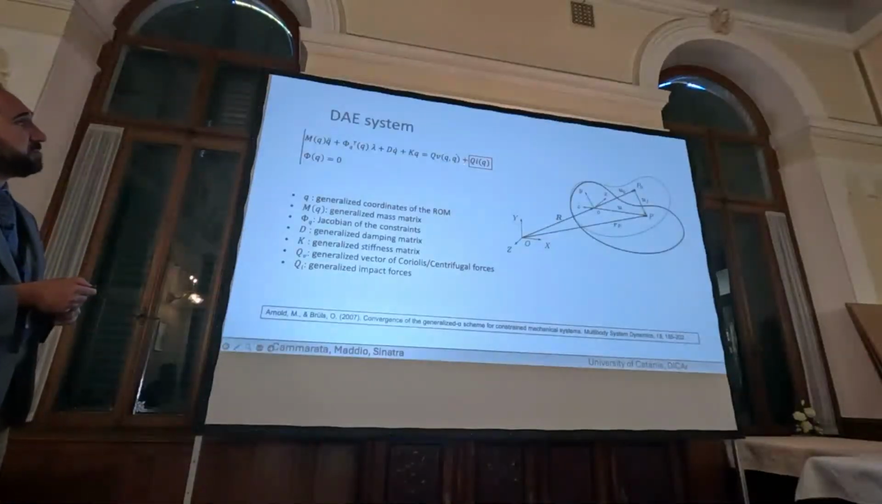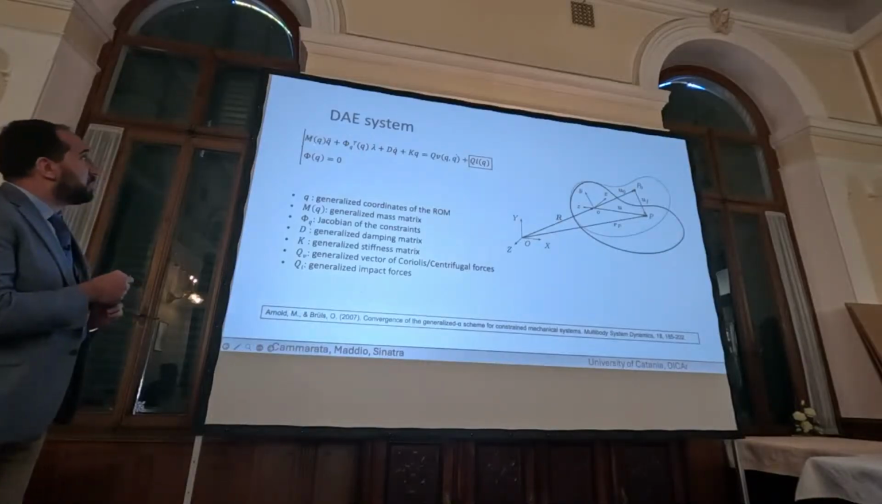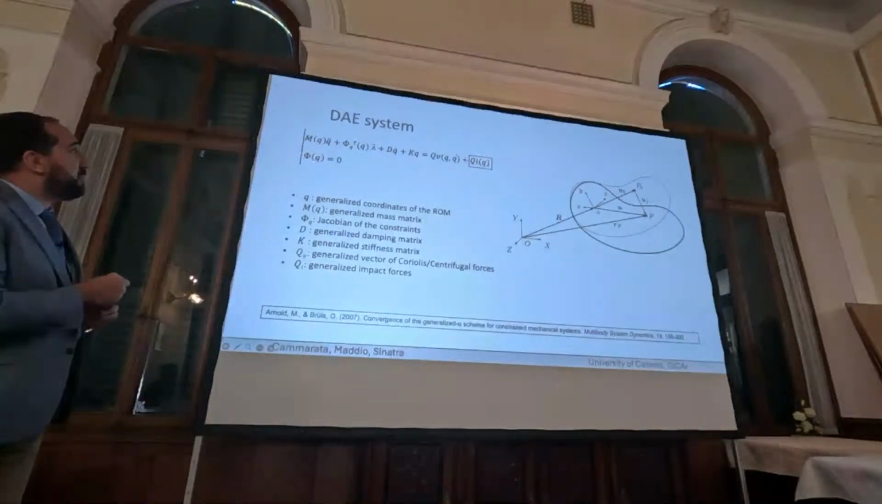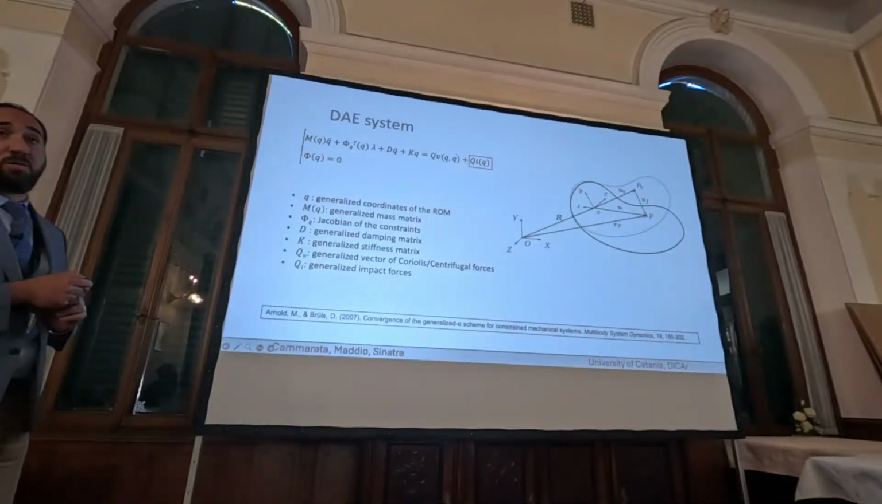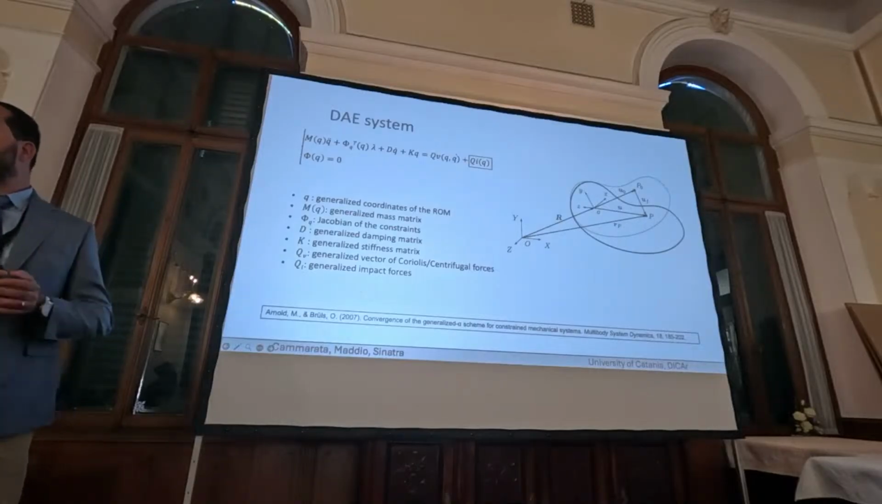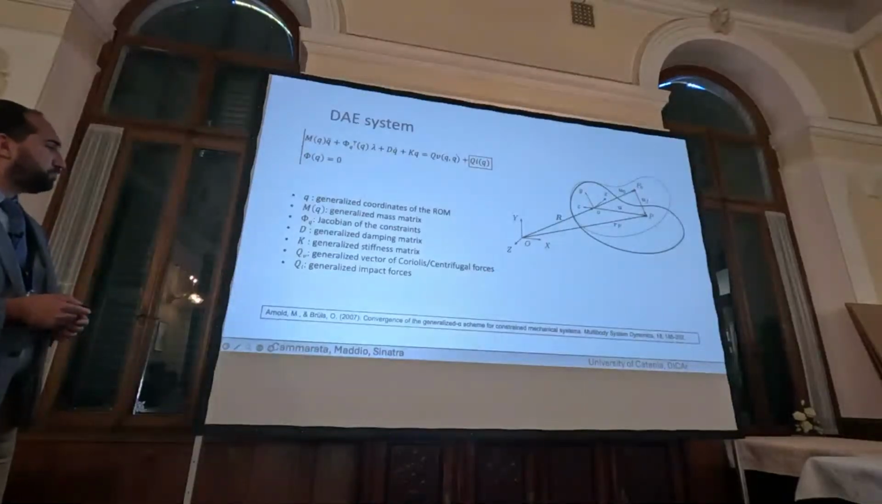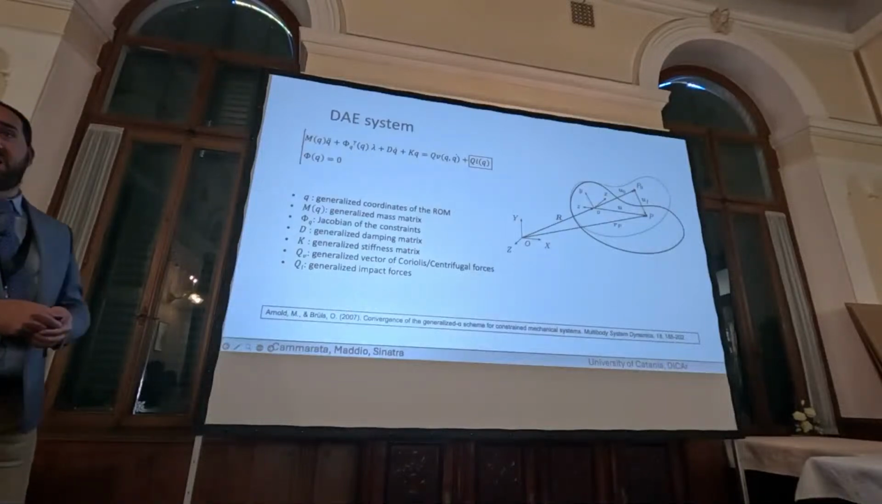Then we insert the contact contribution inside our DAE system, which is a constrained system in which this part, capital Phi, is the array of constraints, in which we include joint constraints and rheonomic constraints. We use an implicit integrator, the generalized alpha integrator.